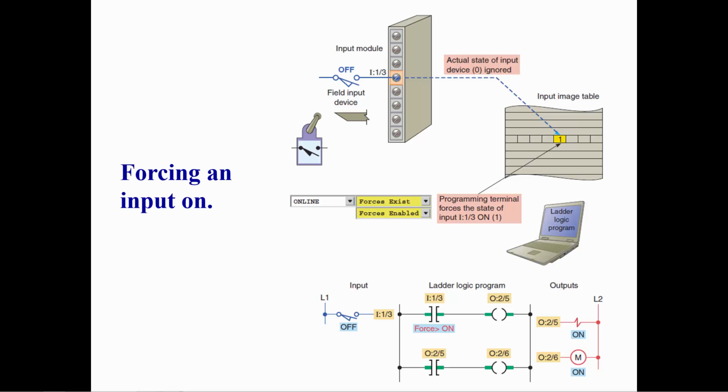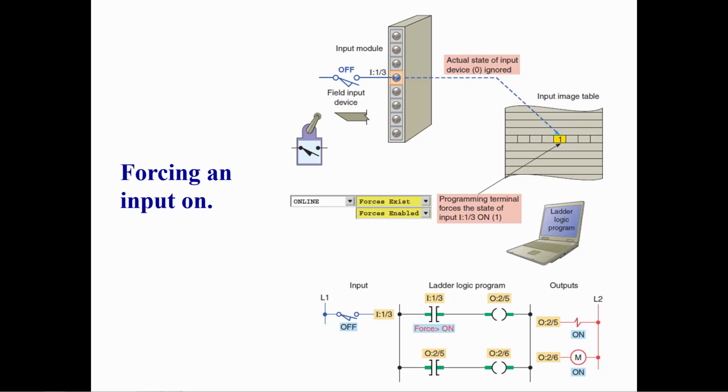Forcing on the Allen Bradley PLCs is a two-step process. To force an input on, the user first places a 1 in the bit position of the input force table that corresponds to the same address in the input image table. The second step is to turn on forces by the Enable Forces selection on that toolbar.